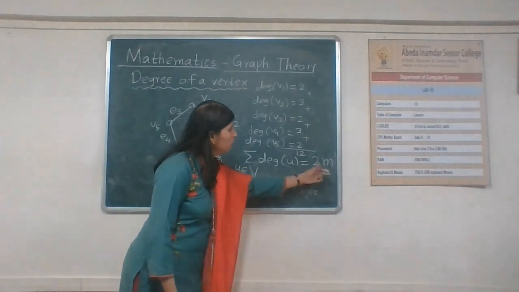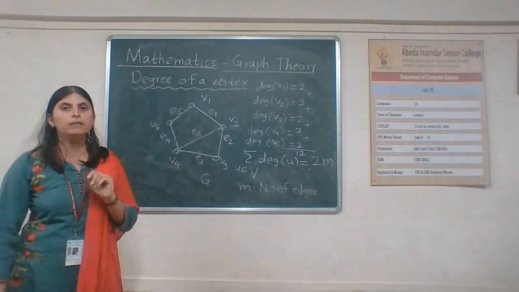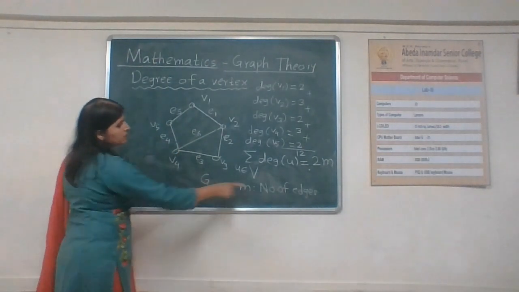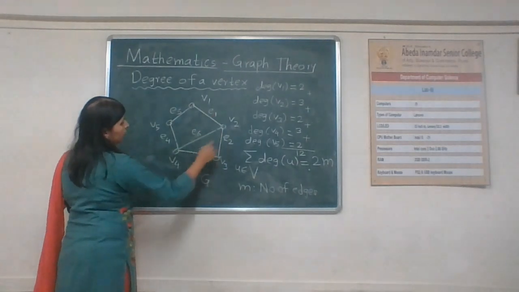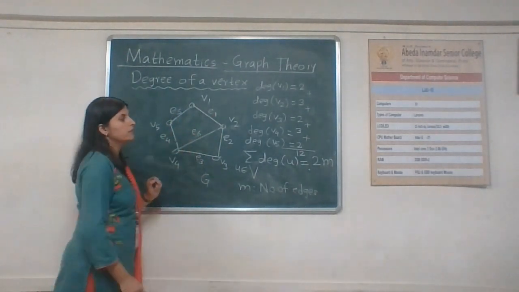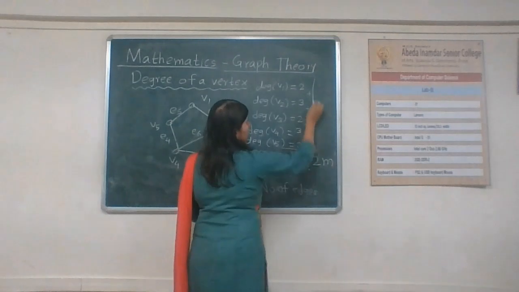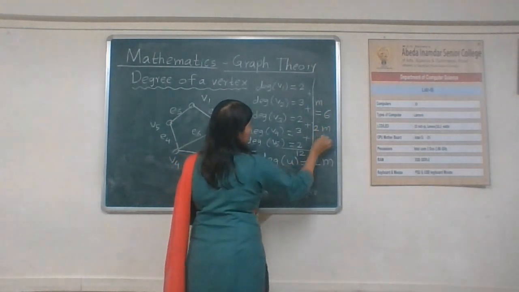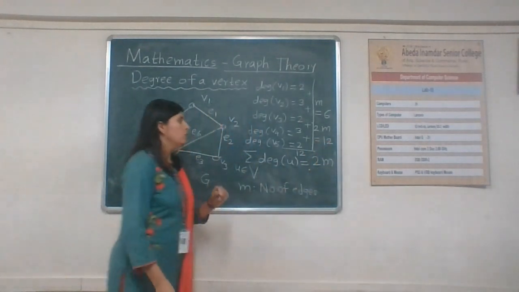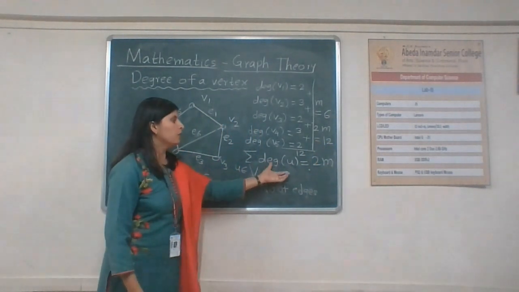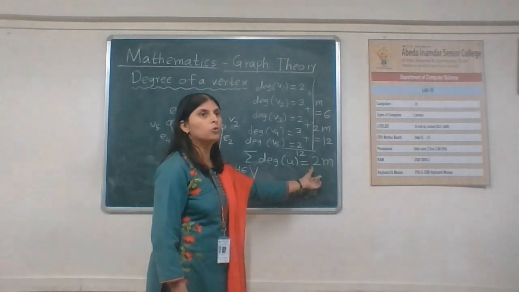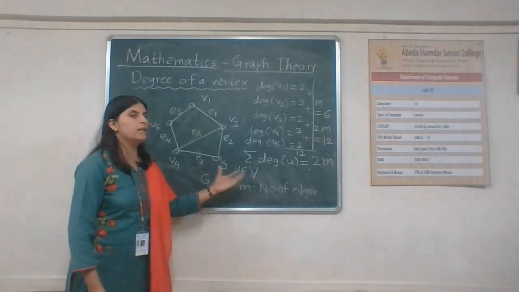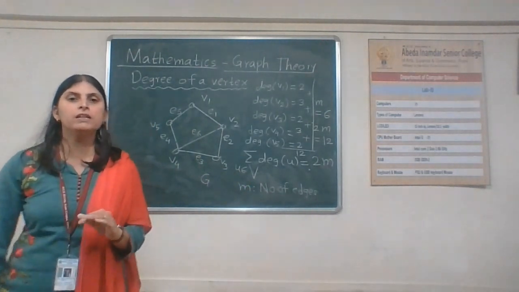Now I have to find the RHS, that is 2 multiplied by the number of edges in that graph. Now see what is m in this case. m is nothing but the number of edges. So E1, E2, E3, E4, E5, E6. That means there are total 6 edges. So m equal to 6. So what is 2 multiplied by m? 2 into 6 is again 12. So I got summation degree of u as 12 and 2m equal to 12. That means these two are equal. So the handshaking lemma is verified for this graph.